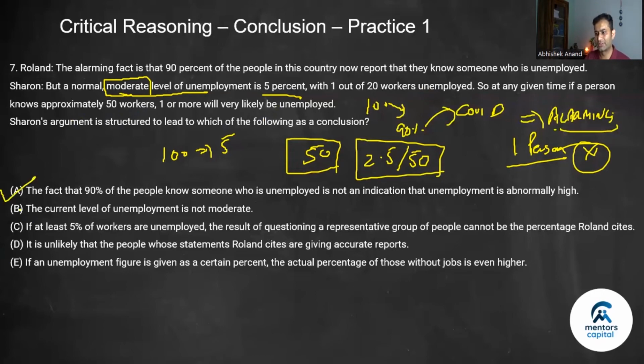And therefore the conclusion is this. The fact that 90% of the people know someone who is unemployed is not an indicator that unemployment is abnormally high. So this is the correct answer.